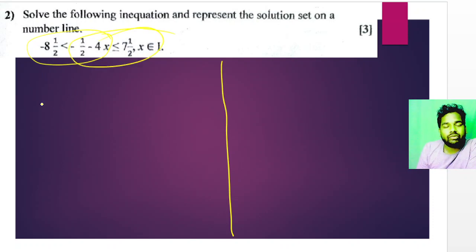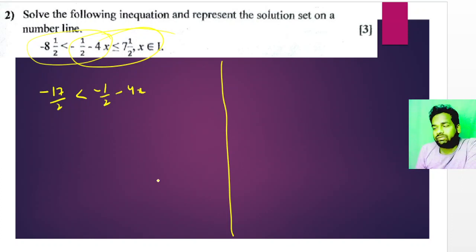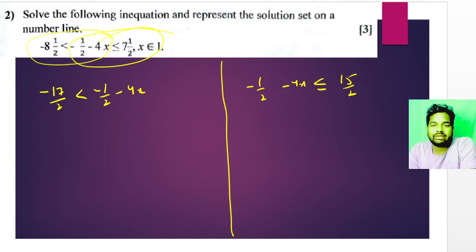Okay, so from the first equation we can say that 8 into 2, that is 16, plus 1, that is 17. Okay, it is going to be 17 by 2, less than, now it is already given, minus 1 by 2 minus 4x. This is the first equation. Now the second equation is minus 1 by 2 minus 4x, that is less than or equal to 7 into 2, that is 14, plus 1, that is 15 divided by 2. And I think this is the question you have been given. Now you have to represent this question on the number line.